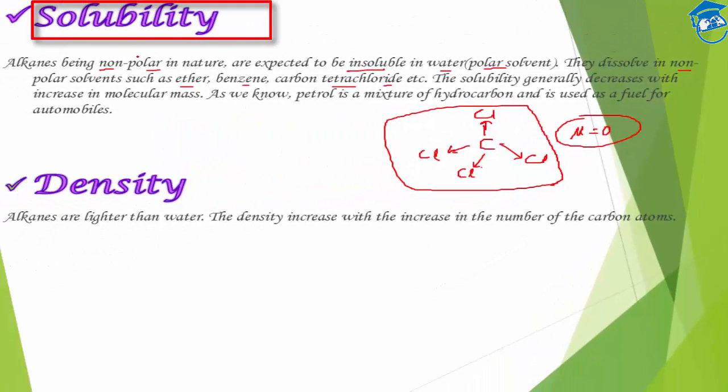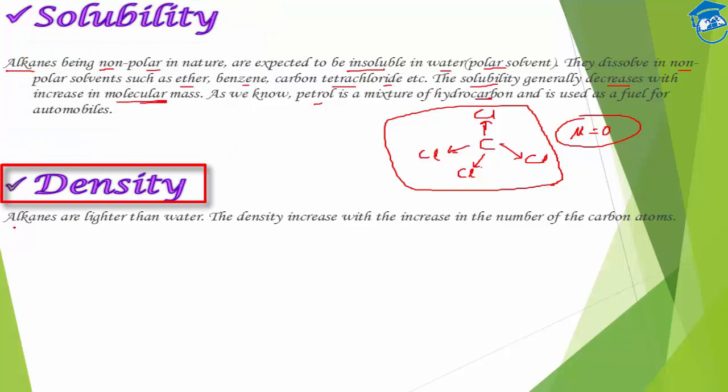So any non-polar molecule, for example the alkane, can be dissolved in carbon tetrachloride. Generally there is a trend that the solubility will decrease with an increase in molecular mass. For example, let's see petrol. Petrol is a mixture of hydrocarbons, and since it is non-polar, it will not get dissolved in water.